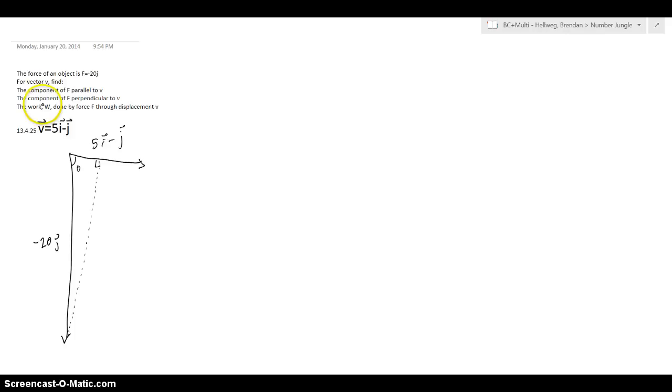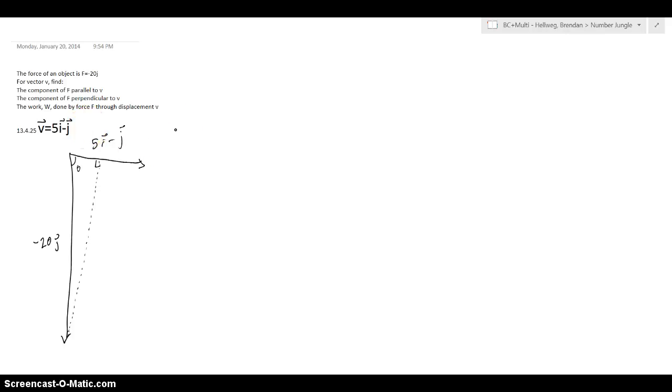What we're going to want to find is, given the force on an object, F equals negative 20 in the j direction, and I've drawn that out here. I'm going to want to find the component of F parallel to V, where the V vector is the displacement vector shown right here, and the component of F perpendicular to V as well, which I've drawn in with a little dotted line right there. And then finally the work, W, done by the force F through the displacement V.